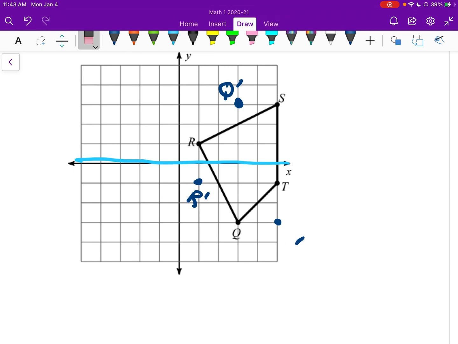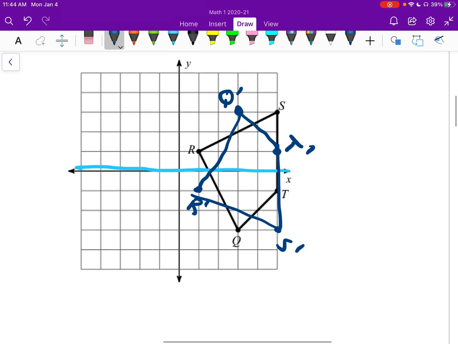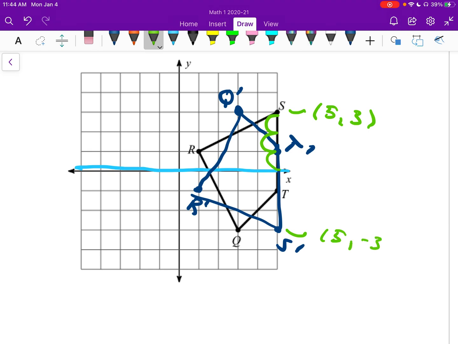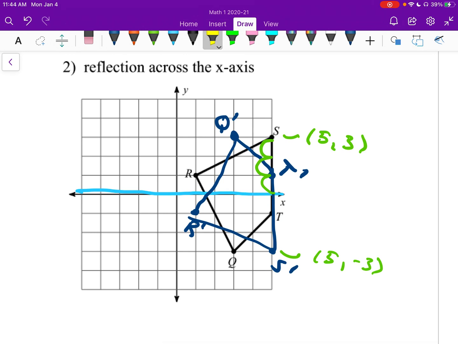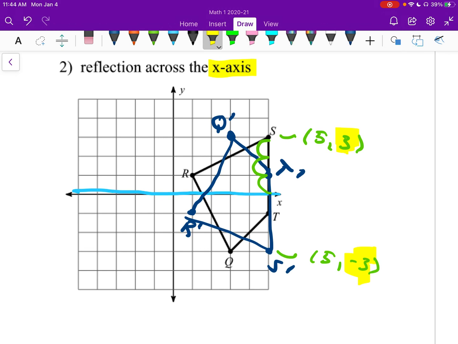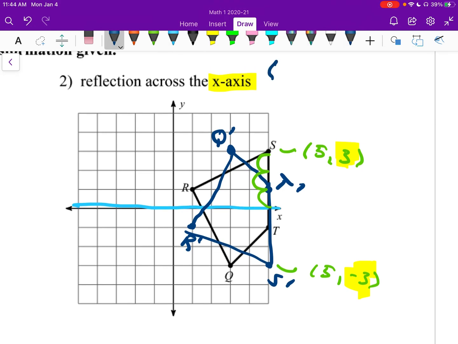That looks like a 5, doesn't it? S prime. And then T prime would be right there. I connect my dots. And there's my shape. Just like last time, I want to look at what happens to the value of our points. Let's look at point S. S is at 5, 3. S prime is at 5, -3. So we reflected over the x-axis, but the y is what flipped. And again, just like last time, that can be kind of confusing. The formula for reflecting over the x-axis would be (x, -y), right? And the -y just means flip it. So if it's positive, it makes it negative, and if it's negative, it makes it positive.